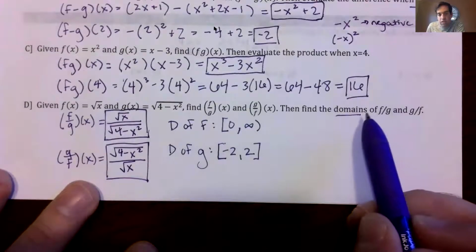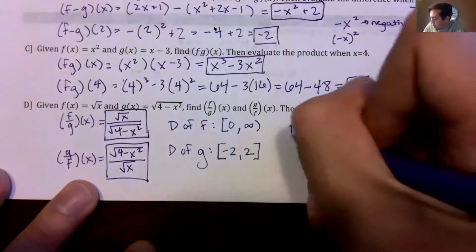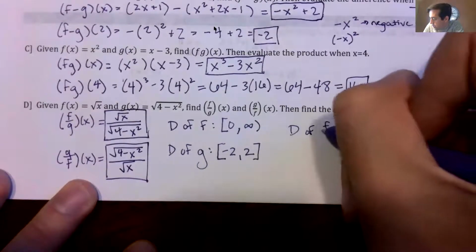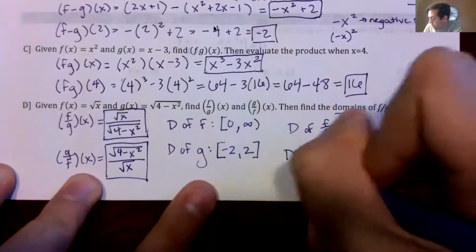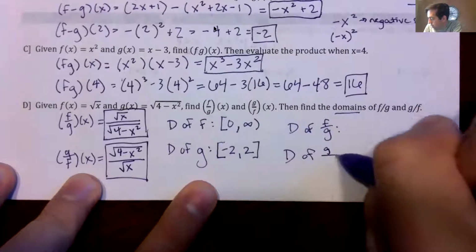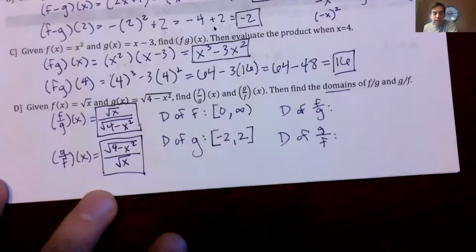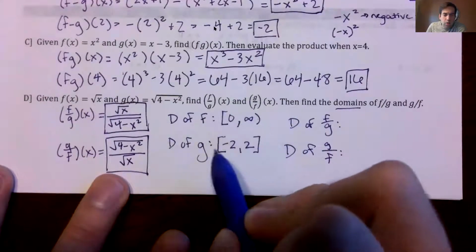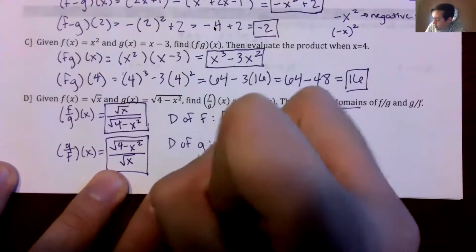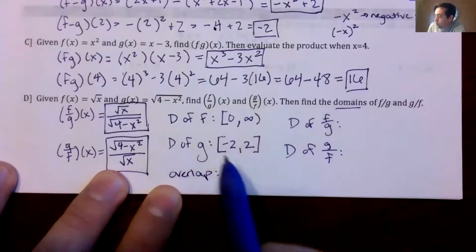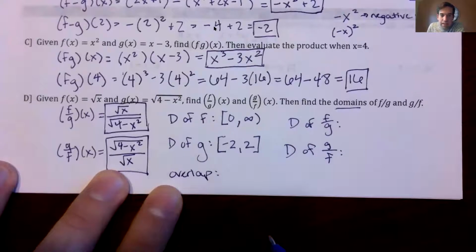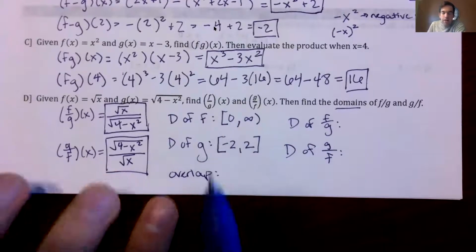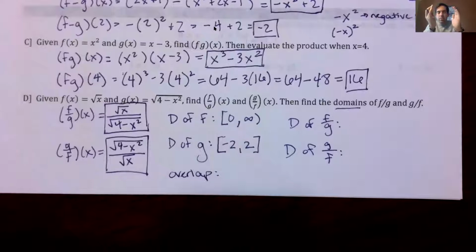But the question wanted us to find the domain of f over g and the domain of g over f. Okay, so what we need to do now is think about, where do these overlap? So where do f and g both exist? And if we think about 0 to infinity and we think about negative 2 to 2, they overlap from 0 to 2, right? 0 to 2 are a part of both of those intervals.